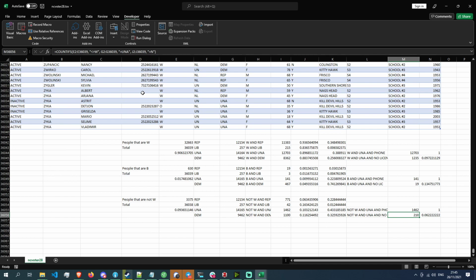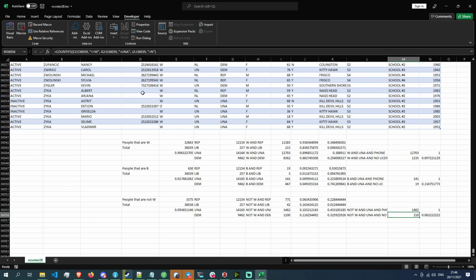So, in this case, I've identified three major things. A lot of my potential electorate, 6% of the undecided electorate that I might want to convince, so 6% of the people that are non-white and unaffiliated, don't have a license. If they don't have a license, it's going to be harder to get them to vote.